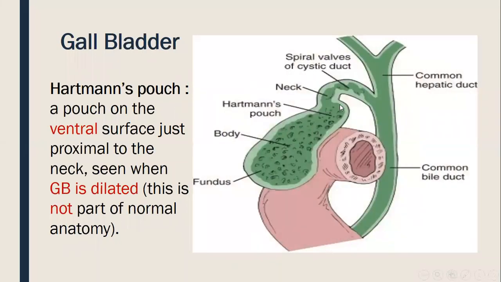On the ventral aspect of the gallbladder, just proximal to the neck, there is a pouch that appears only when the gallbladder is distended. It is called a Hartmann pouch. It is not considered a part of normal anatomy because it appears only when the gallbladder is distended.